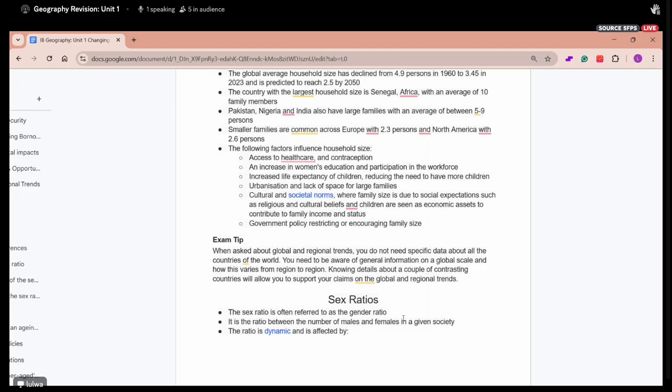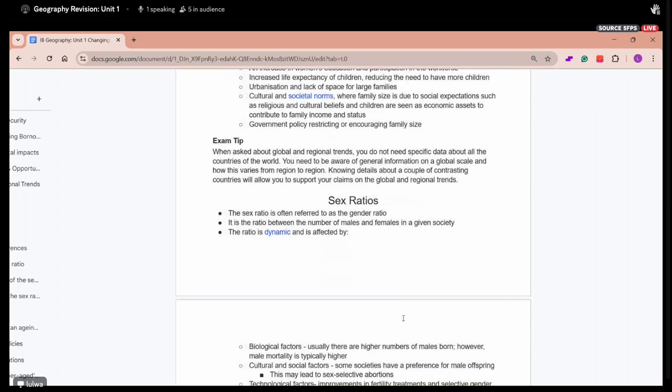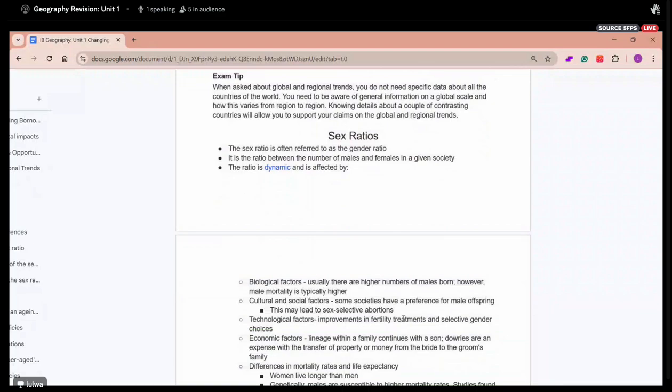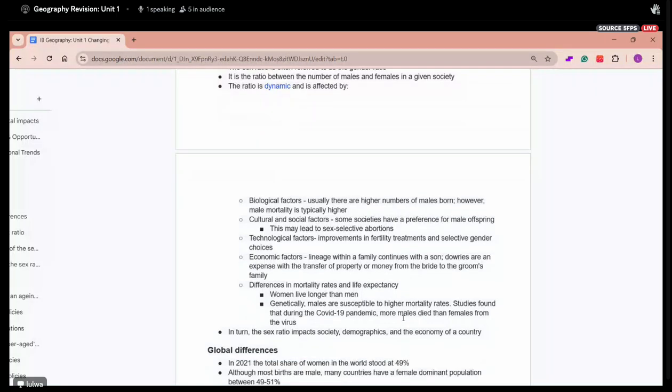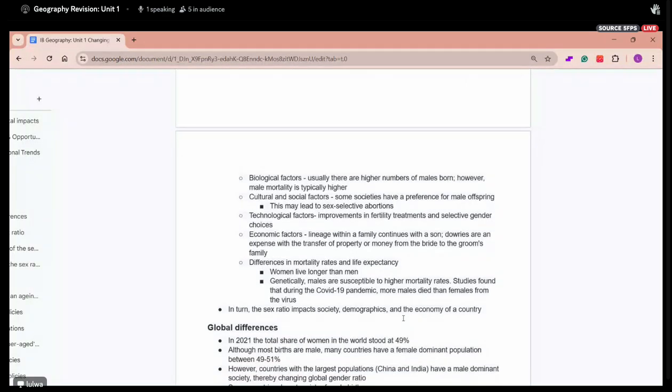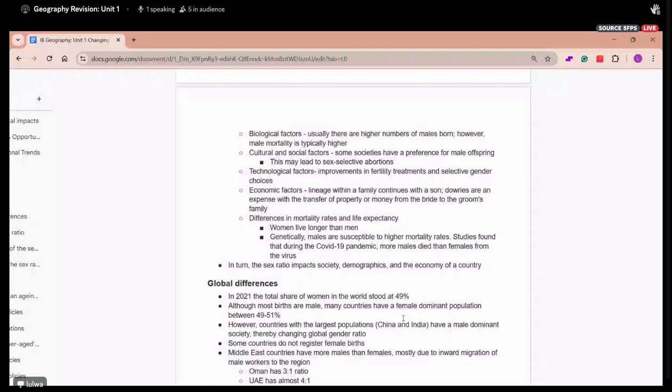Sex ratios is often referred to as a gender ratio, which is the ratio between the number of males and females in a given society. It's very dynamic, it's very fluid because it's affected by biological factors, cultural and social factors, technological factors, economic factors, and there are many differences in mortality and life expectancy rates in different places. And so the sex ratio impacts society, demographics, and the economy of the country. However, there are many global differences.